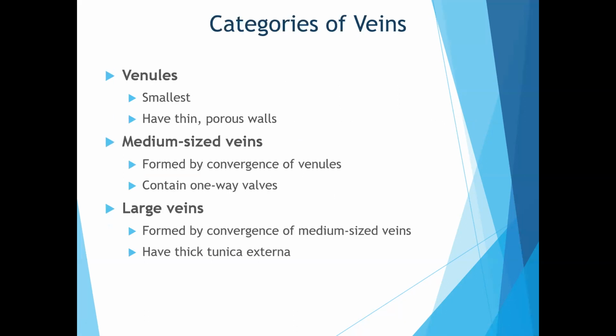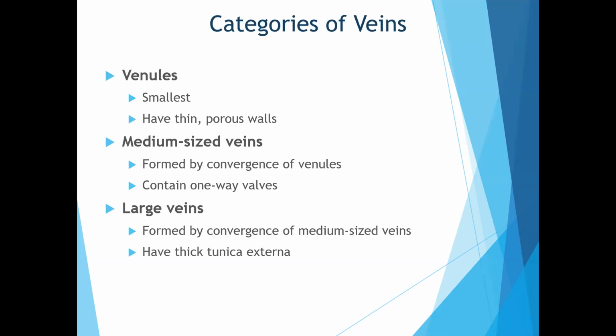Okay, so we're going to go kind of the opposite order. So we went conducting arteries, distributing arteries, arterioles. Like I said, then we would hit capillaries. And now we're going to be on the other side of the capillaries. We're going to have venules. They're very small, thin, porous walls, meaning that it's easy for exchange to happen there.